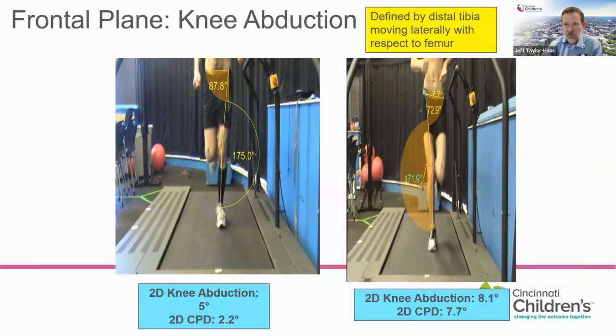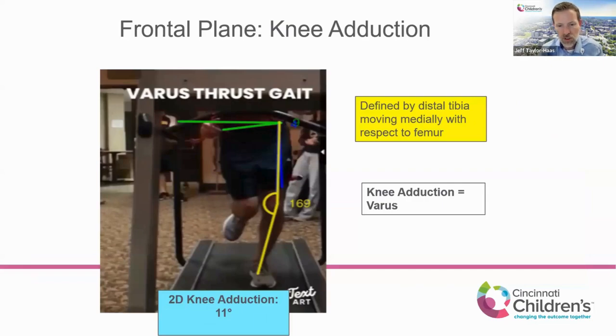And knee abduction is defined by the distal tibia moving laterally with respect to the femur. And later on in this evening's lecture, we'll talk about how we see kinematic differences between men and women. Here's a picture of a runner in knee adduction, which we often call varus clinically. And this is when the distal tibia is moving medially with respect to the femur.